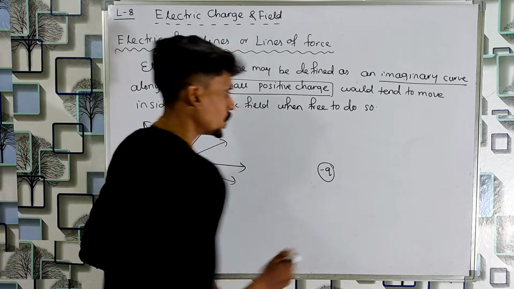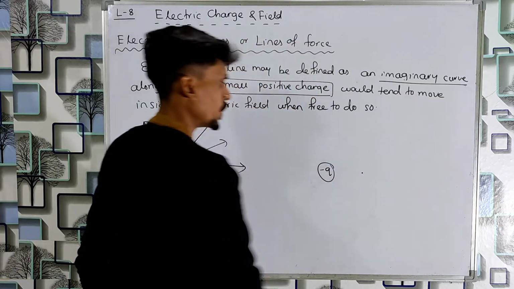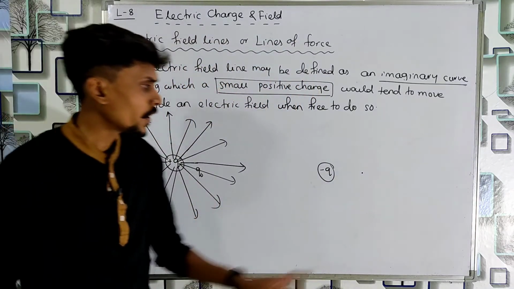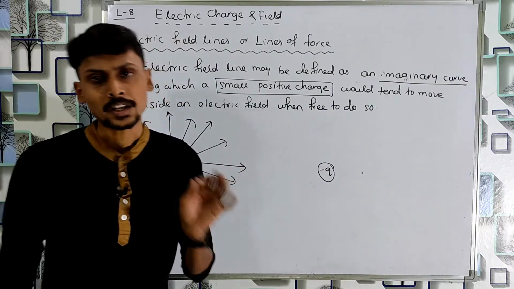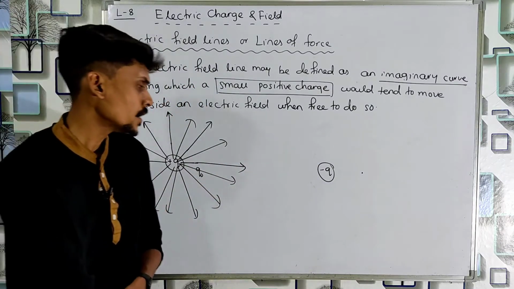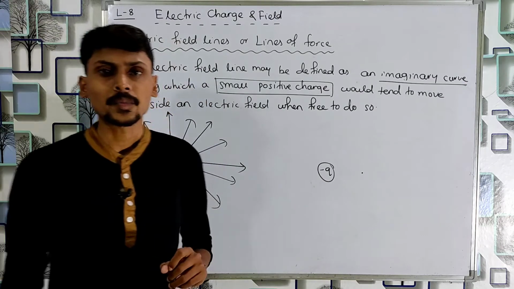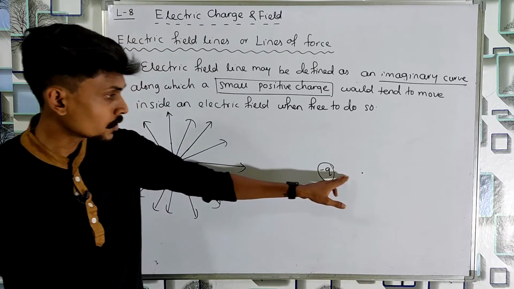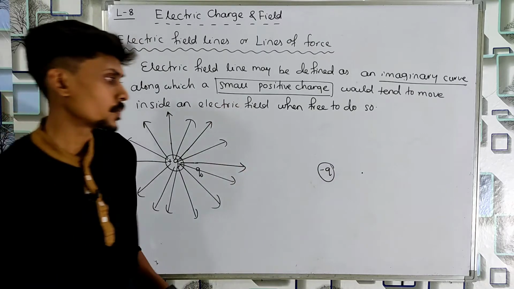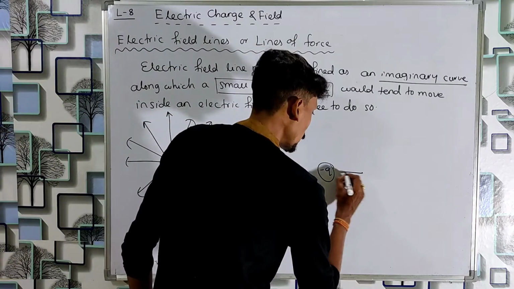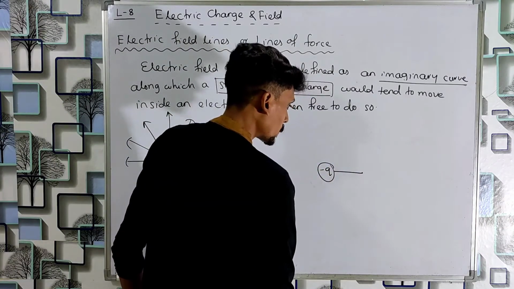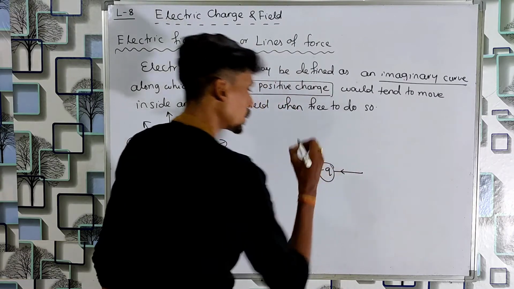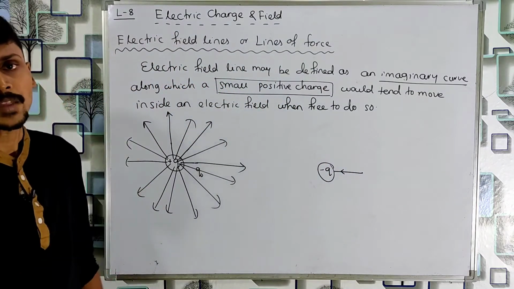So if I place the test charge Q0 somewhere here, the test charge is positive, since a test charge is always positive, and here the source charge is negative. So if you place the test charge here, it will be attracted towards the source charge, meaning the test charge will move towards the source charge. That's why the arrow mark will be towards the negative charge.